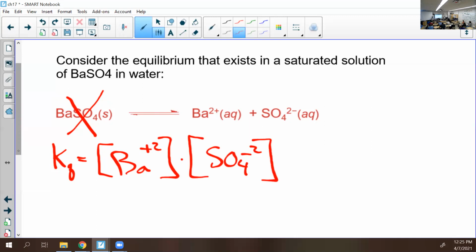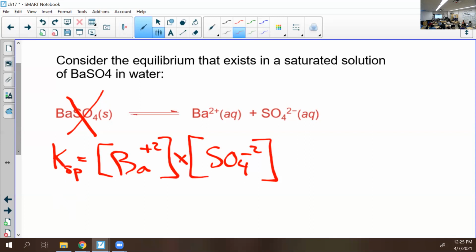Wait, why is it called Ksp? It's going to say in a second. It's a solubility product. Because really, this isn't a reaction. It's how it's dissolving. It's breaking apart, right? So it's its solubility. And look at the screen. It's a solubility product. That's where the product comes from.